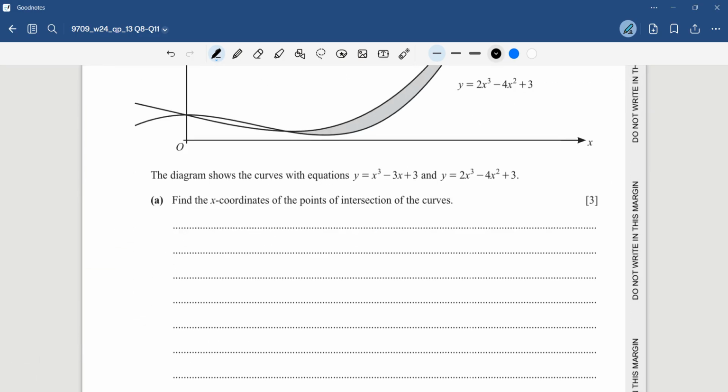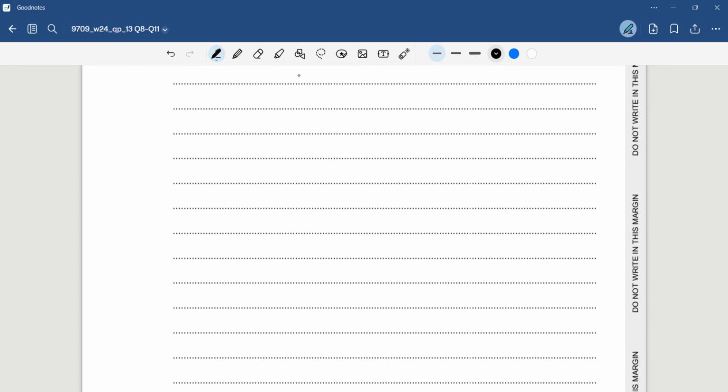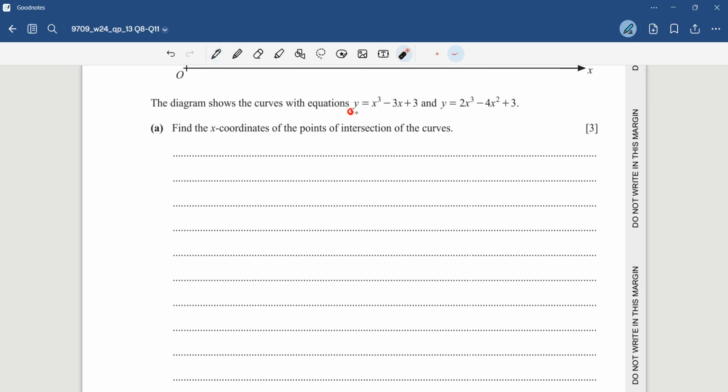Okay, now let's go to question number 9. The diagram shows the curve with the equation y = x³ − 3x + 3 and y = 2x³ − 4x² + 3. Find the x coordinate of the point of intersection. So in order to find the point of intersection, we can just equate the two lines, where it's going to be 2x³ − 4x² + 3 equivalent to x³ − 3x + 3.